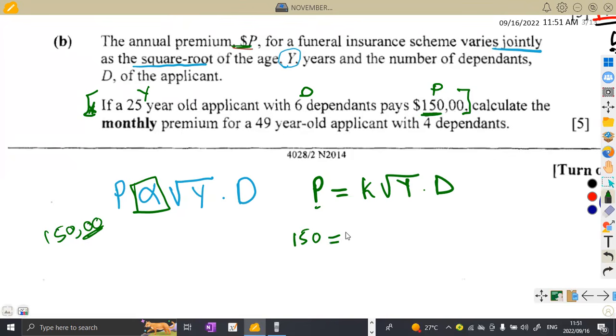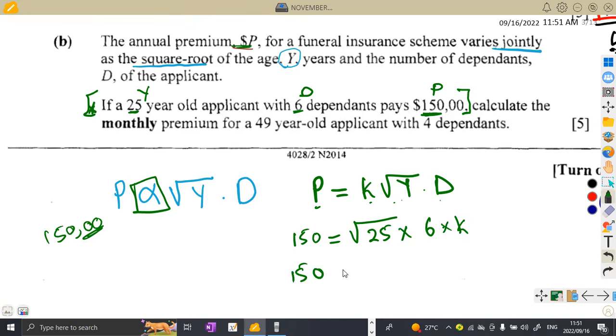So 150 is equal to k times square root of y. So you put square root of y here. Y is 25. So square root of 25 times d, which is the number of dependents. There are 6 dependents, times the constant, which is k. So that's what you're going to have.